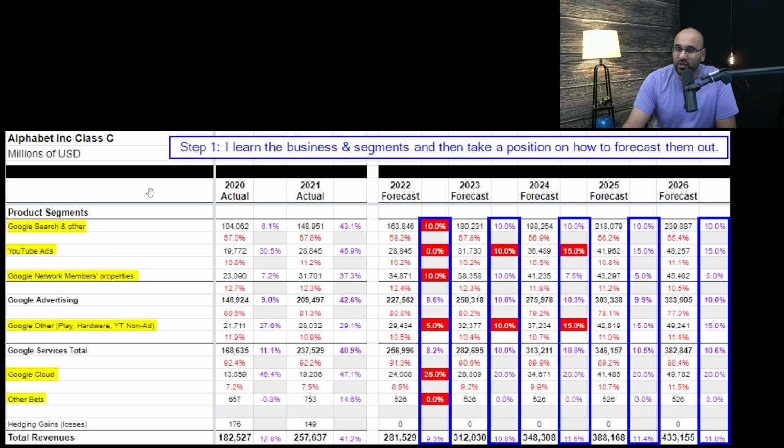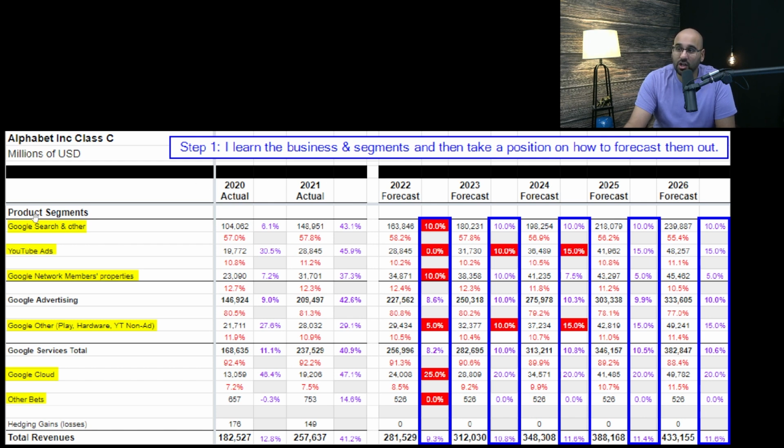In order to walk you guys through this, I went into the tracker and pulled up my Alphabet model, because the Alphabet model is really good as a use case to show you how I value companies. As it relates to Alphabet, or some of you just call it Google, step 1, I believe, is you really have to learn the business and the segments, and take a position on how to forecast them out.